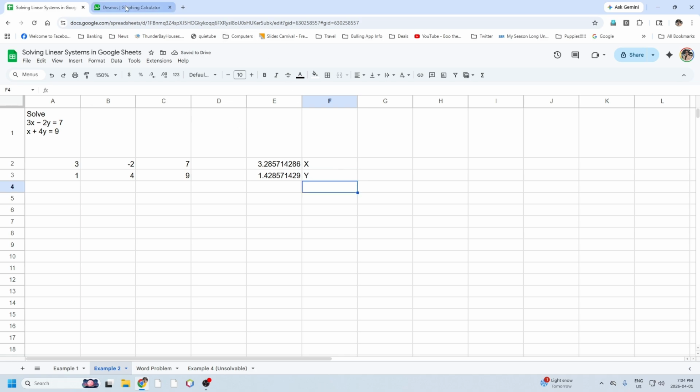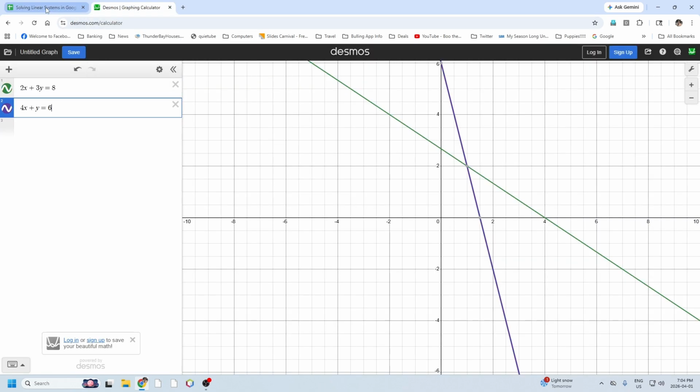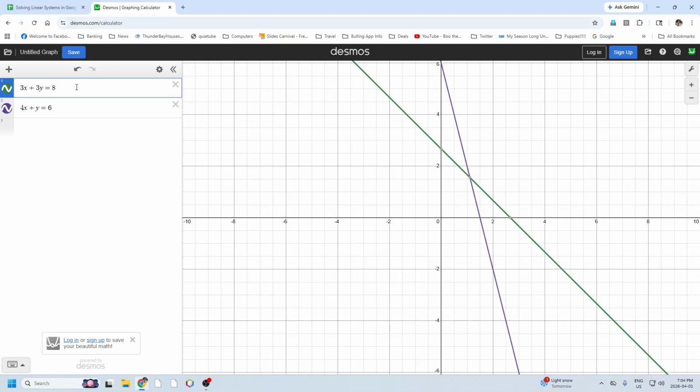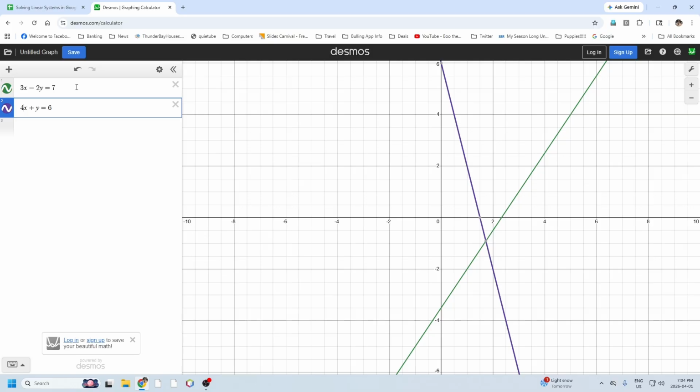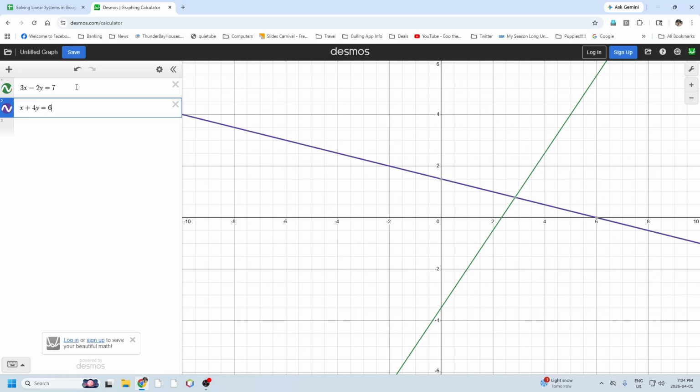So, let me just show you for this one. I'll just do one more check to show you that it's the right answer here. So I'll just change these values. So this is 3 minus 2. I'm just making it match what I had on my spreadsheet here, just to show you that's the right value. It was x plus 4y equals 9, right? Yeah.